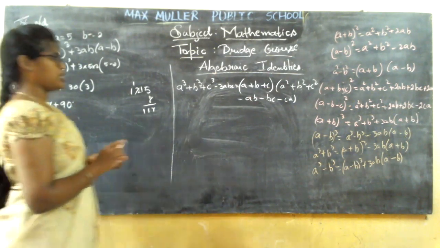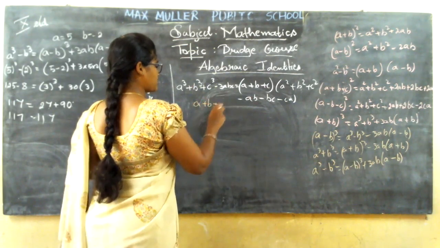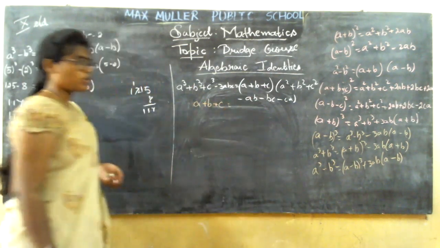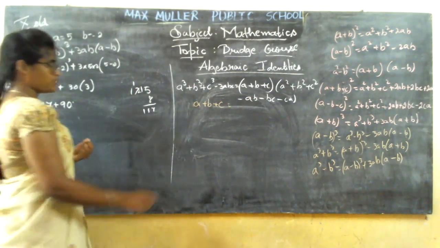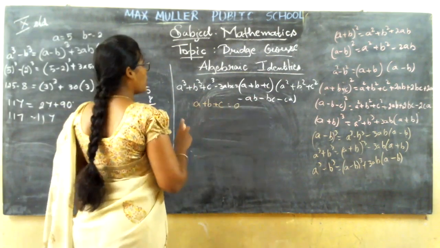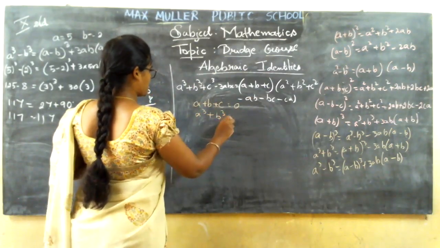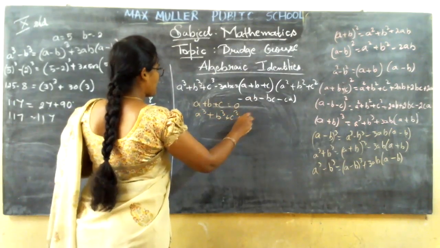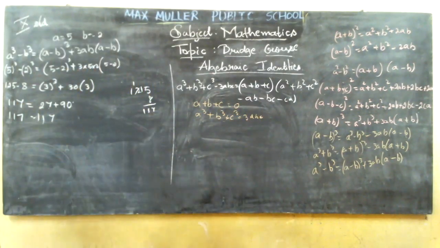Then what is the condition? The condition applies, that is a plus b plus c should not be equal to 0. If a plus b plus c is equal to 0, then what are you going to say? a cube plus b cube plus c cube will be equal to 3abc. Okay, you will say that a cube plus b cube plus c cube will be equal to 3abc.